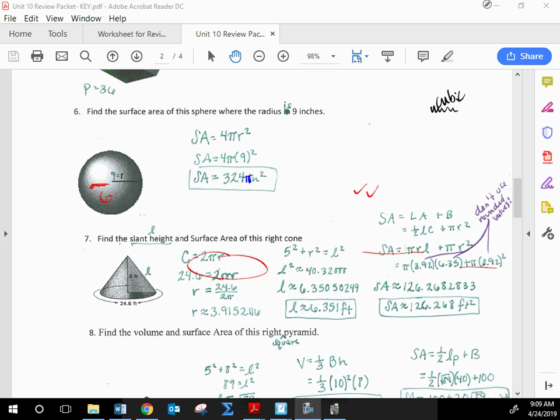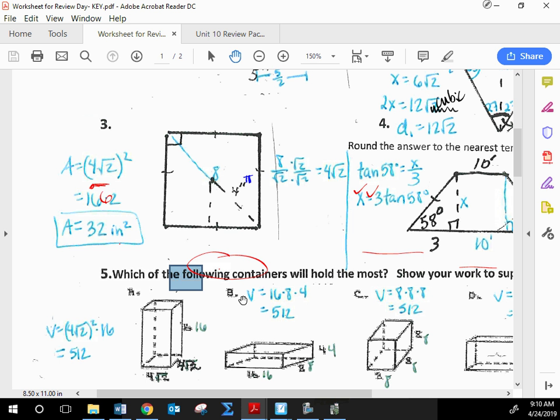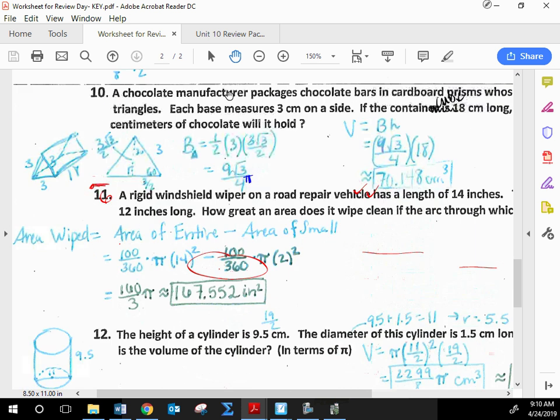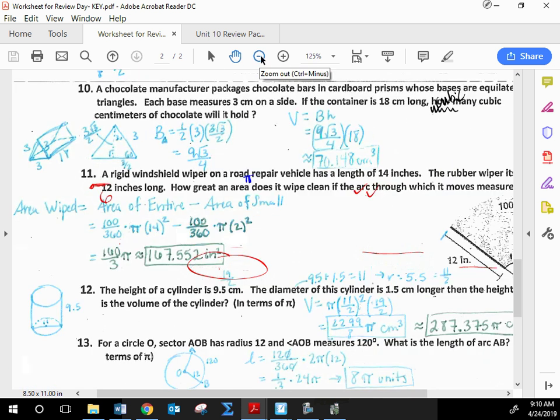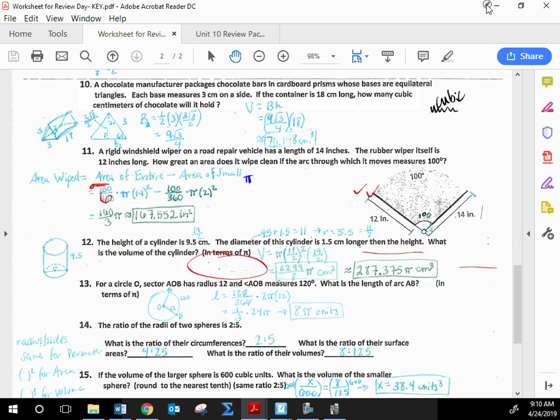For those problems from our extended warm-up, we had the windshield wiper. They told us that only 12 inches is what actually wipes. So what we had to do is find the area that it's actually wiping. We just had to find the area of the entire big sector and then subtract away from it the part that doesn't get wiped.